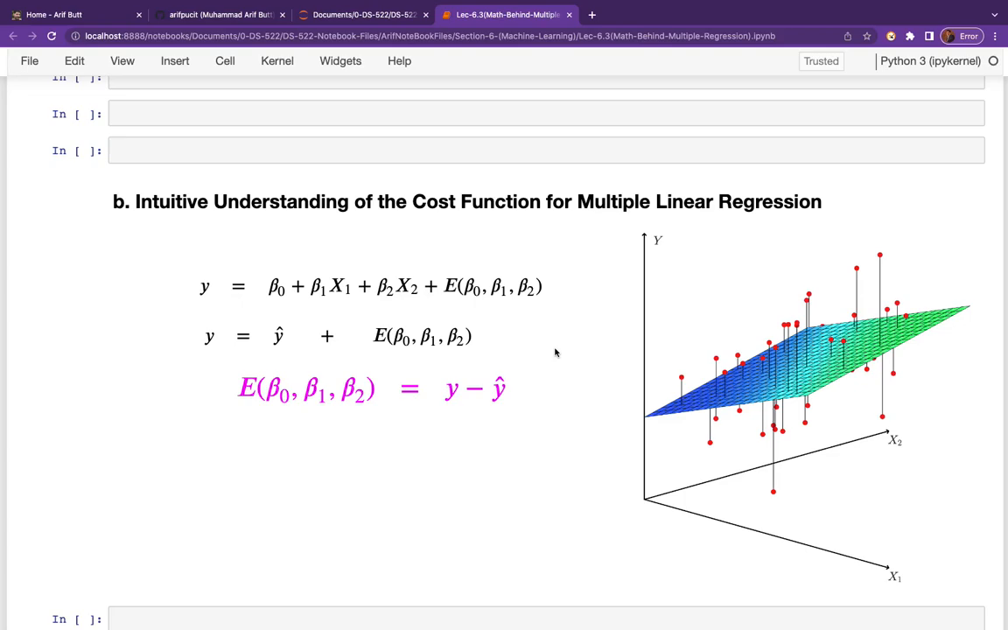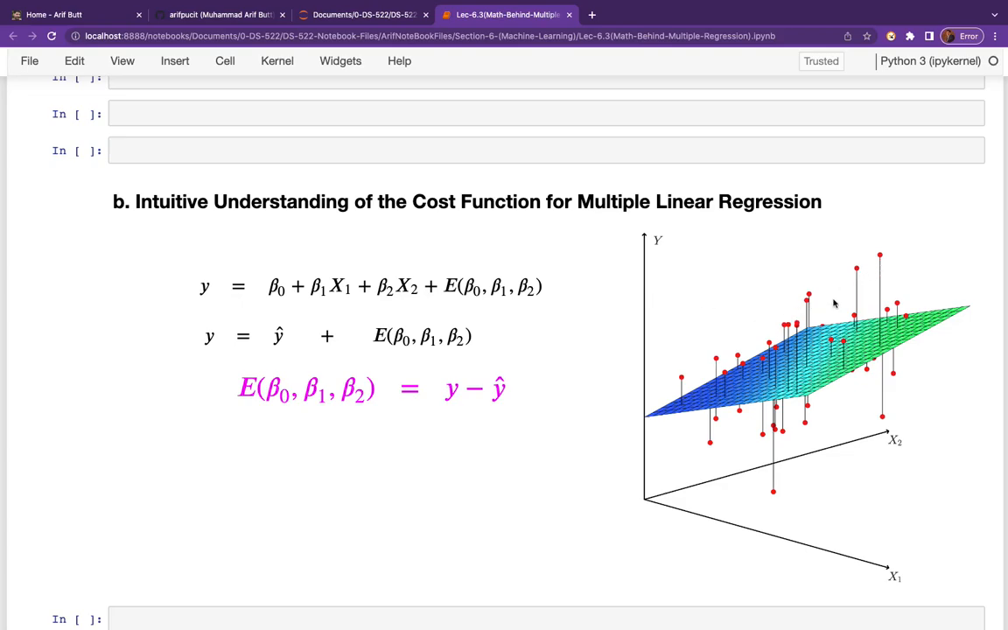So before I derive the formula for calculating the betas, let's have an intuitive understanding of the cost function for multiple linear regression. My dear students, consider this three-dimensional graph. We have two input features, x1 and x2, and the output variable y. With the two predictors and one response, the least square regression line becomes a plane, as shown. Suppose x1 is the study hours and x2 is the instructor qualification and y is the corresponding GPA achieved by the student.